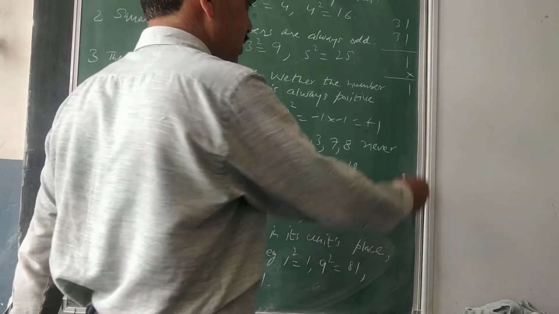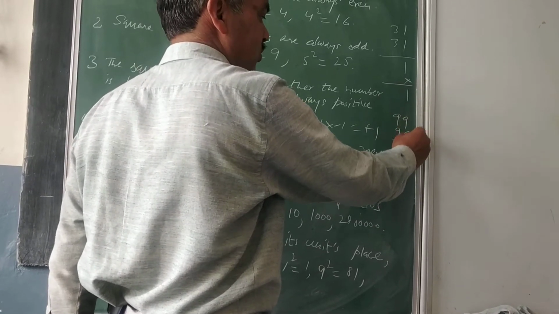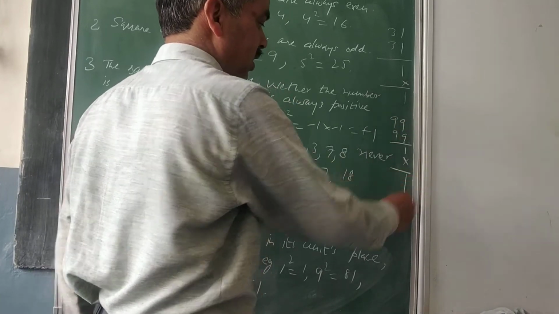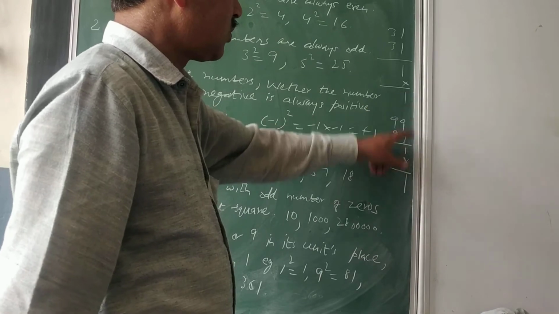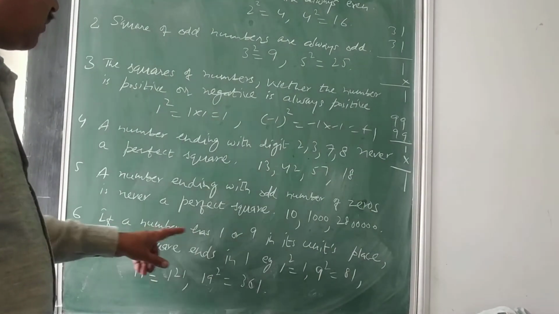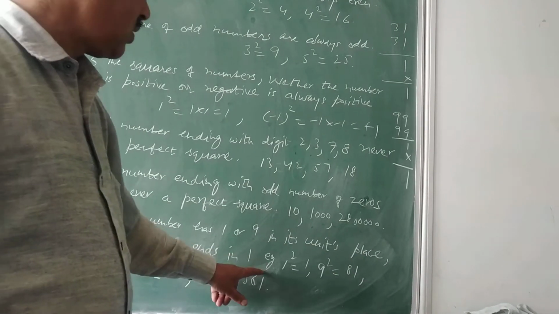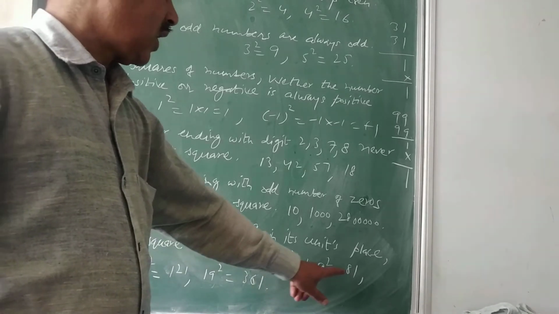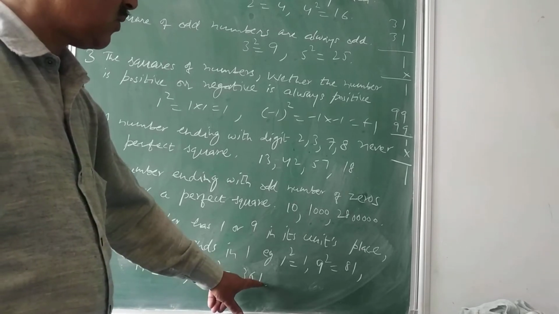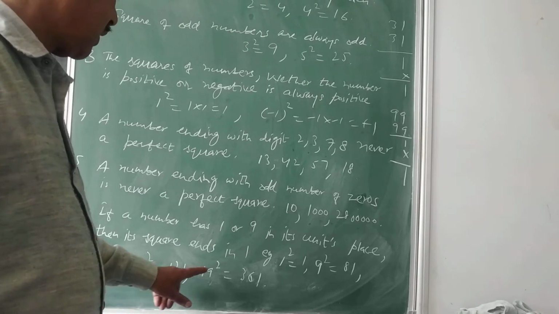Similarly in case of 9, suppose I am taking 99. If I multiply 99 by 99, you know 9 nines are 81. If I complete this multiplication, I will find the resulting number's units place will always end with 1. So this is the unique property here. If a number has 1 or 9 in its units place, then its square ends in 1. 1 square is 1, 9 square is 81, 11 square is 121, 19 square is 361. So here it is 1, again 1, 9 is 1, 1 is 1, 9 is 1.